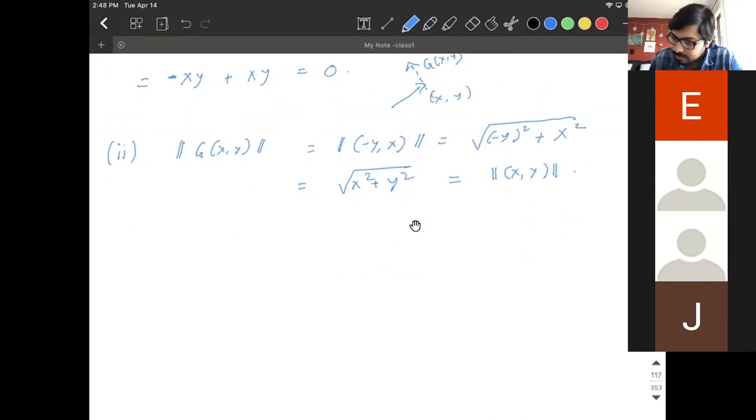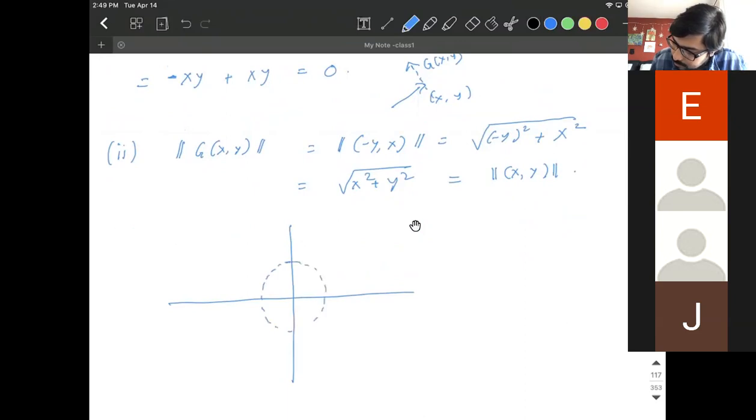So what do you think the picture would be? So suppose you take a circle, let's say, and let's say this is the point (x, y).